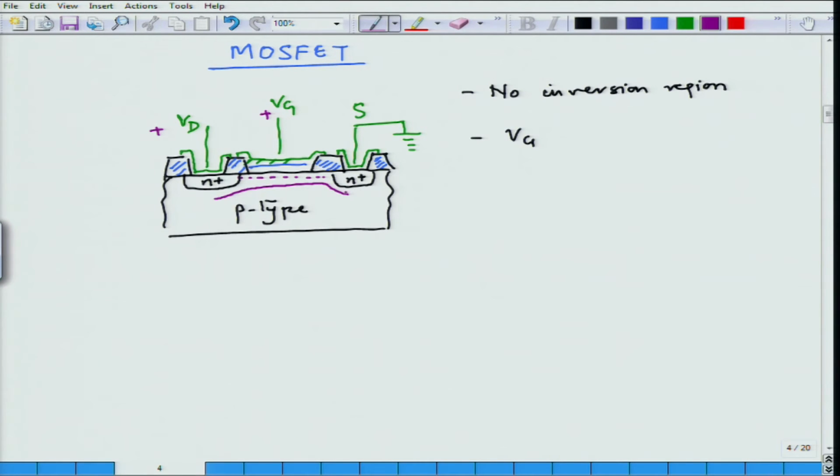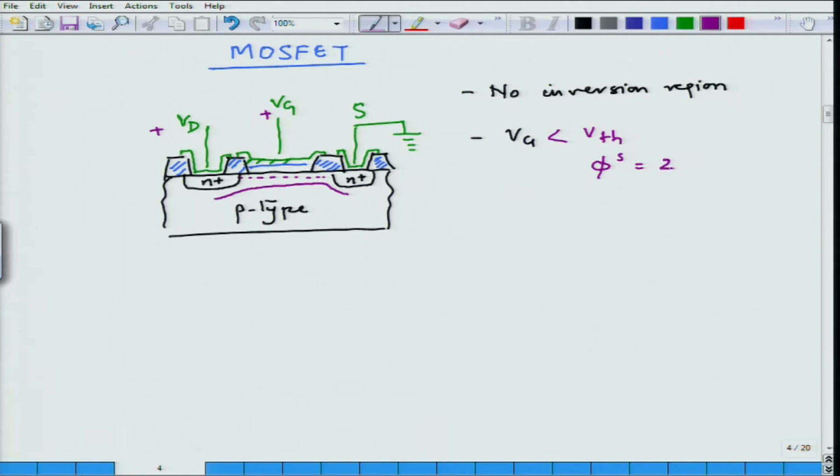So, there will be a depletion region. If I continue to increase Vg, when Vg is less than the threshold voltage, and if you recall, the threshold voltage in case of a MOS capacitor was the value at which the inversion sets in. This we have discussed earlier, at which point phi of S was equal to 2 phi of F for a MOS capacitor. So, when Vg is less than threshold, we only have depletion.